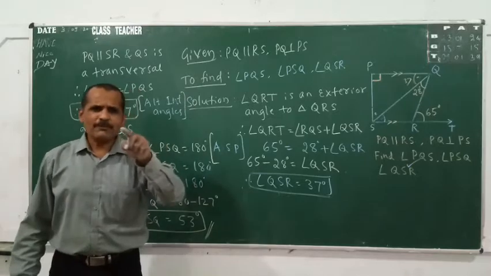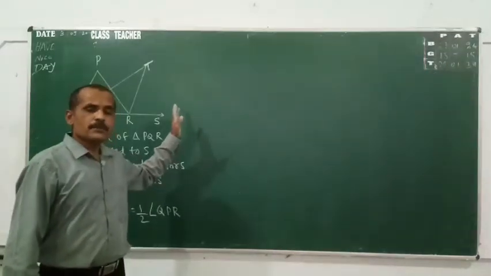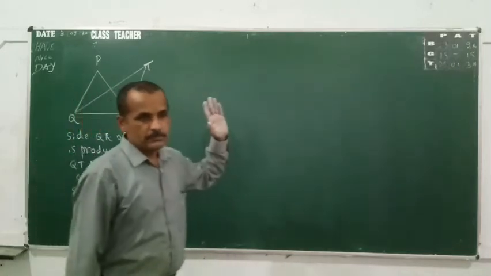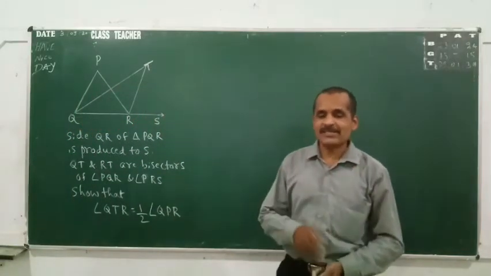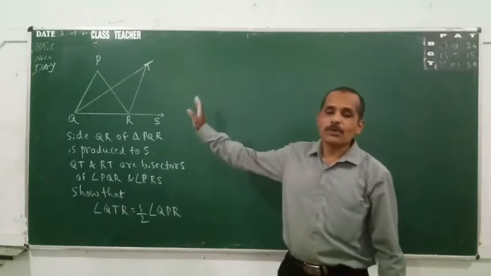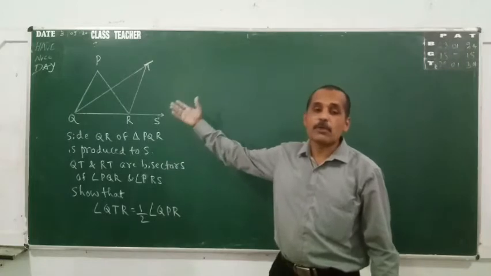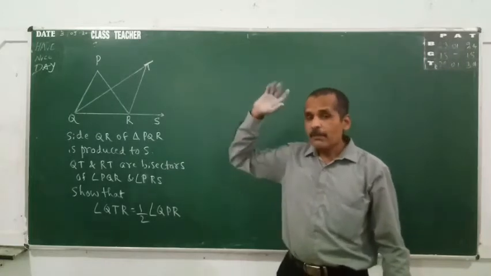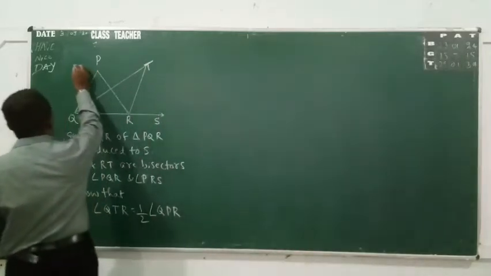There is one more problem. Let me complete it. First you note it. This is the last problem of the chapter lines and angles also, related to the area or angles and property of triangle also. Okay, but a very important problem from the examination point of view.